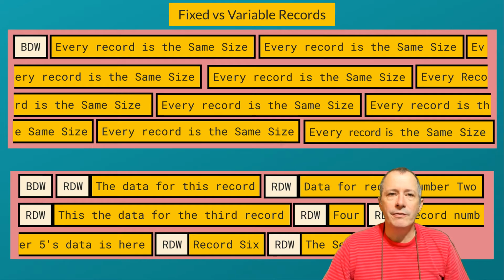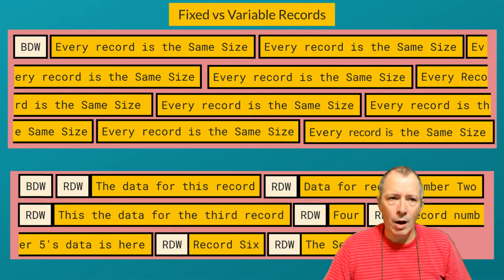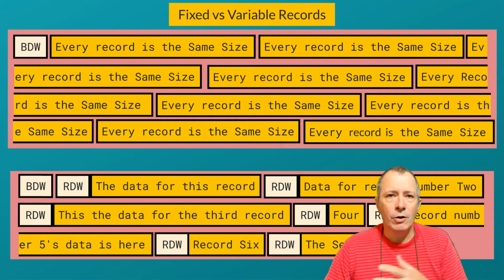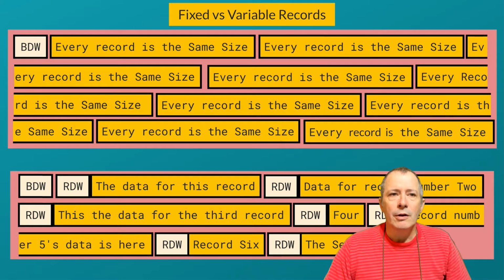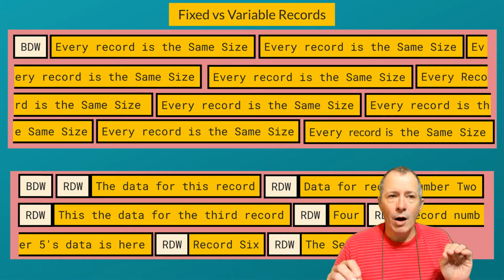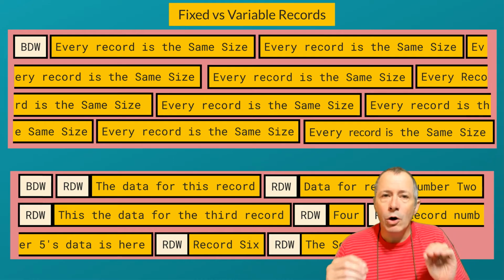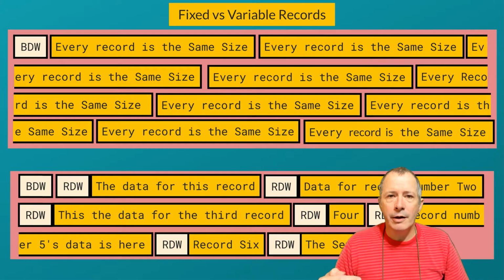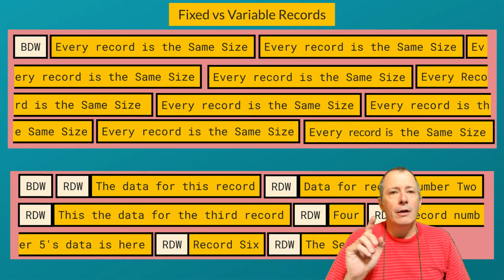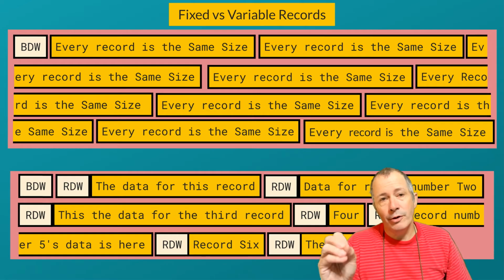This shows fixed versus variable records that have been blocked. The pink or salmon color represents a block of records. The top block contains fixed length records. Every record is the same size. There are 9 records in that block. The block size is a multiple of the record size. For example, 10 80-byte records fit in a block that is 800 bytes. A block of 800 is too small.